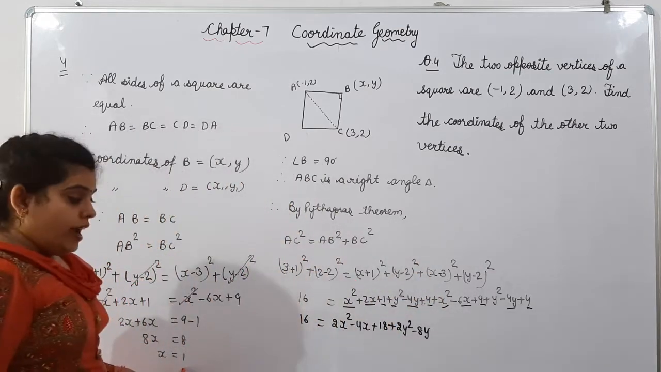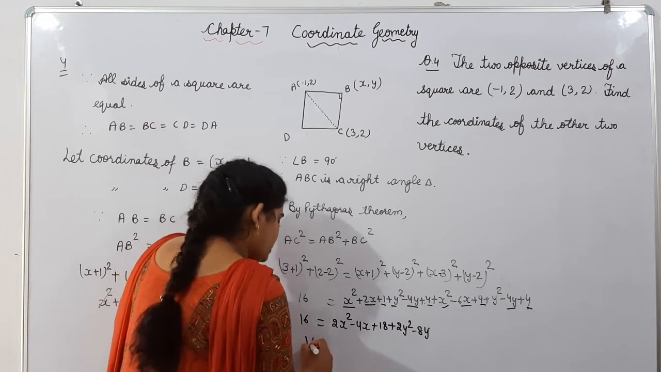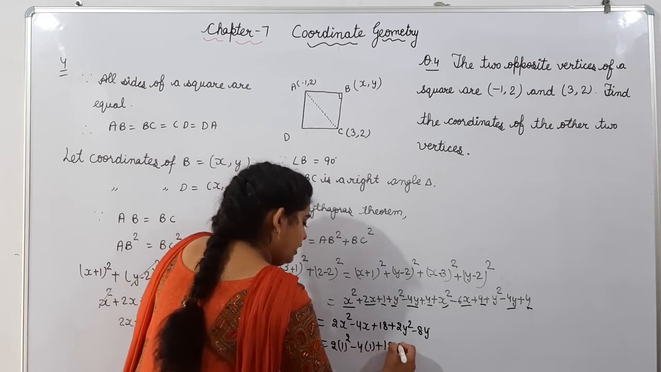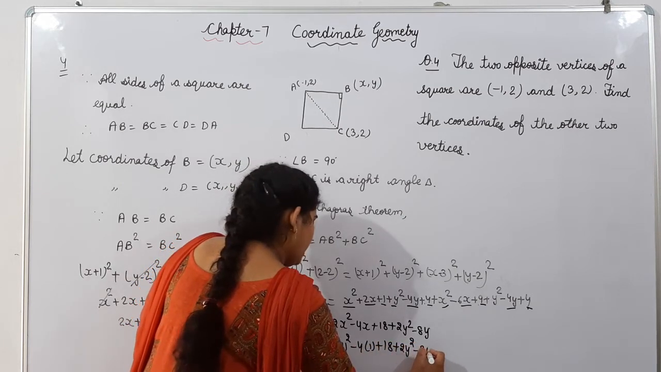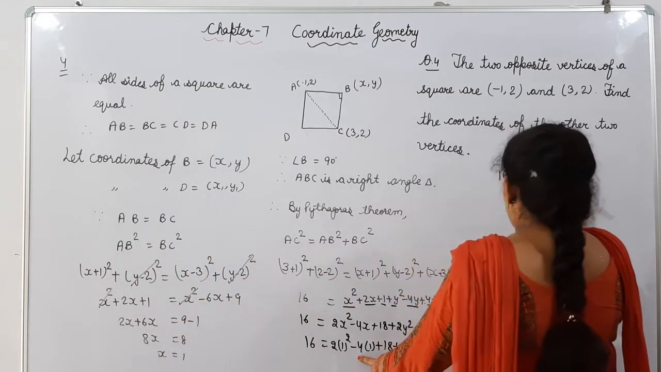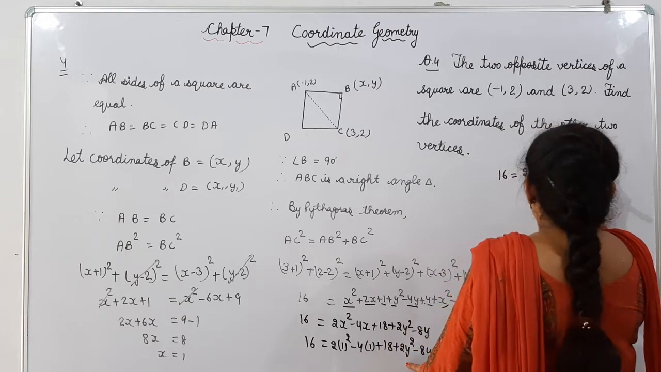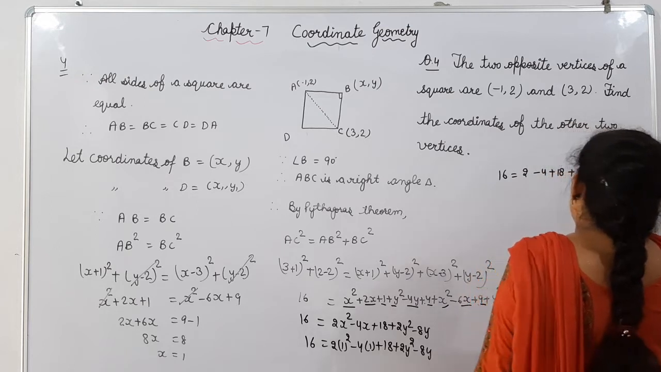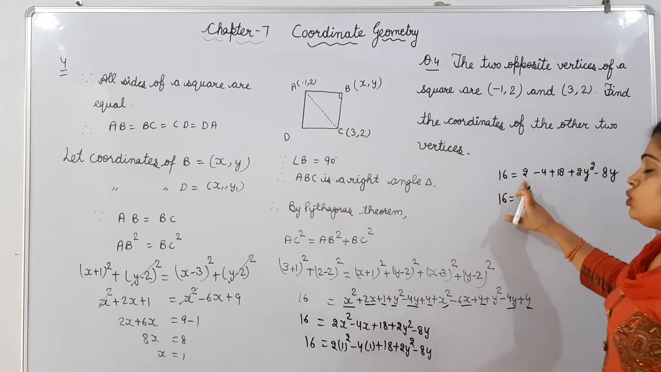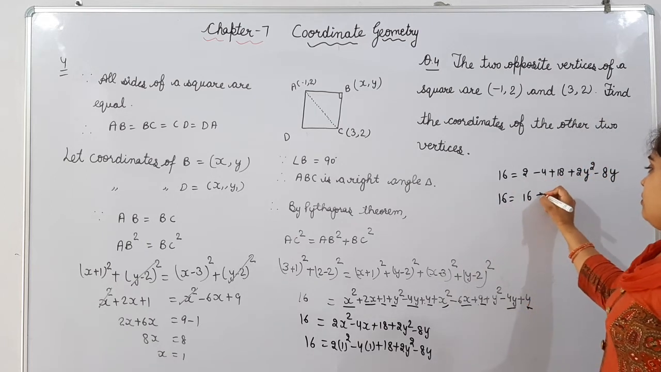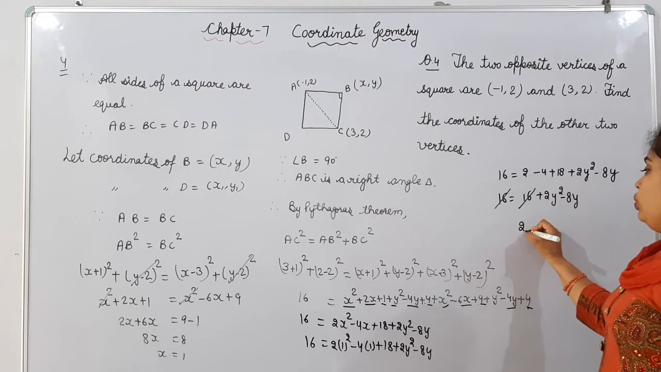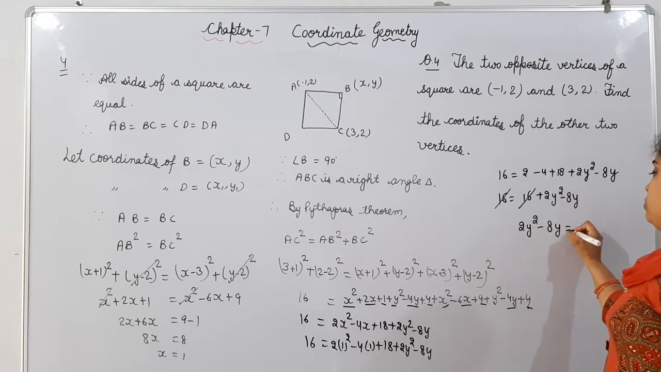Now, what is the value of x? 1. We will put x is equal to 1 here. 16 will equal to 2 into 1 square minus 4 into 1 plus 18 plus 2y square minus 8y. Now, what will come from here? 16 is equal to 2 minus 4 plus 18 plus 2y square minus 8y. Now, 16 is equal to, from here, 18 plus 2, 20. 20 minus 4, 16 plus 2y square minus 8y. 16 cancel out. Now, 2y square minus 8y is equal to 0.